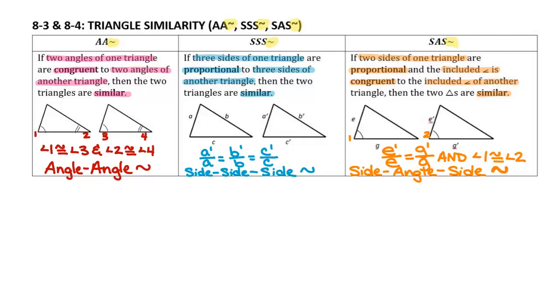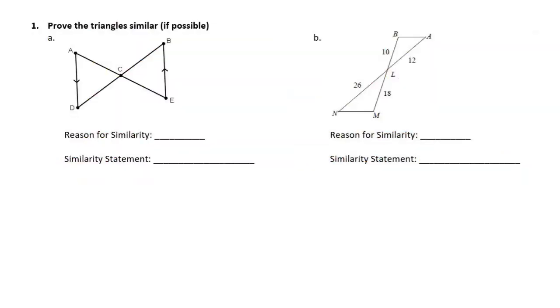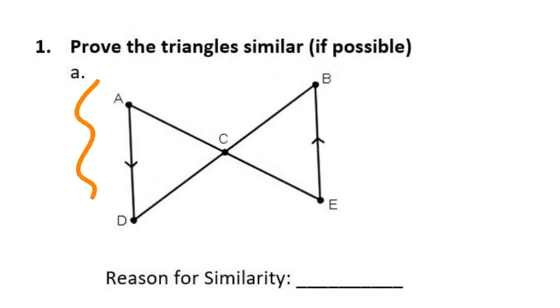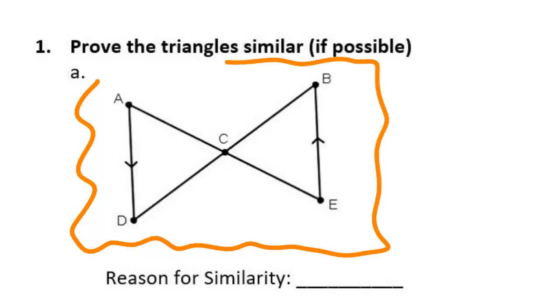All right. Let's practice using these to identify similar triangles and then to write triangle similarity statements, making sure to match up the corresponding congruent angles and the corresponding proportional sides. So we're going to prove these triangles similar if possible. Just like when we were talking about triangle congruence, there's a couple things that I am allowed to mark on the picture without being told.